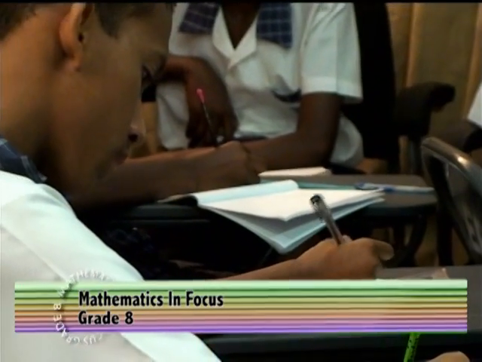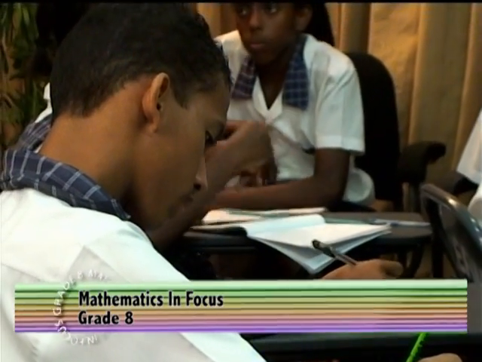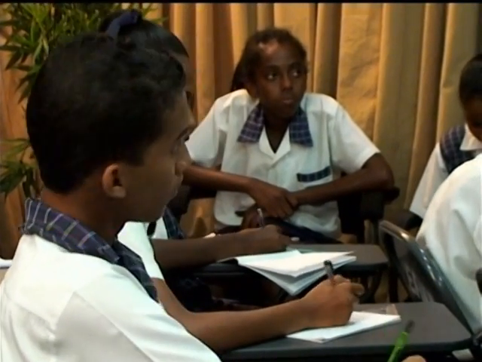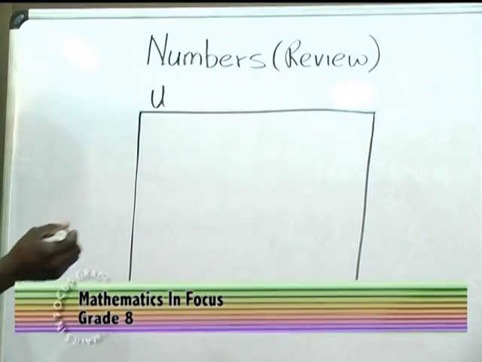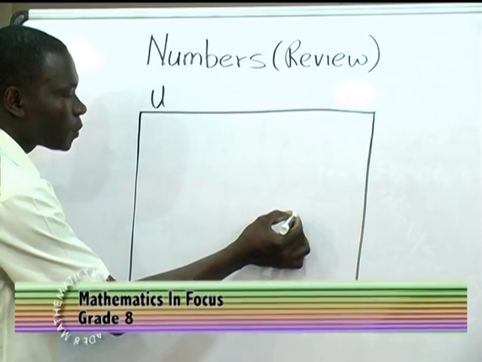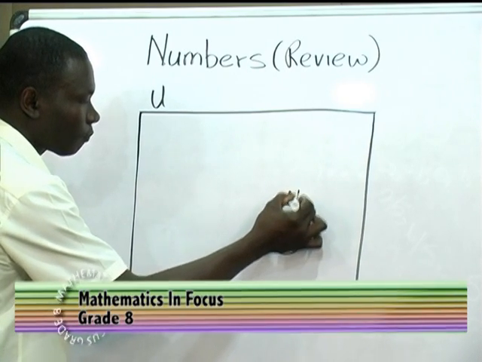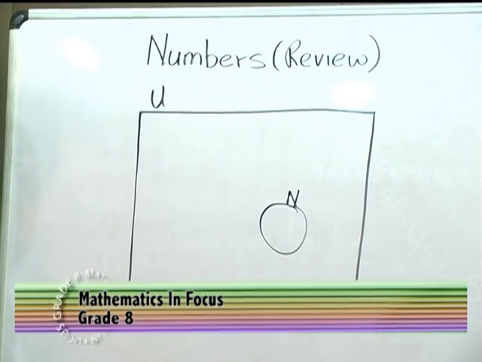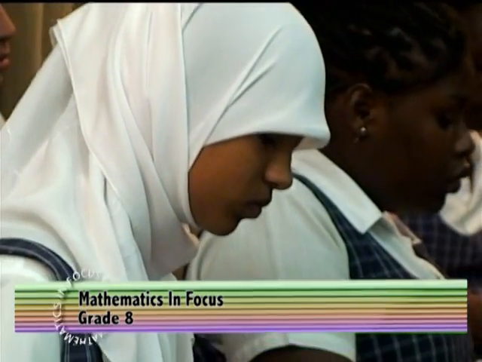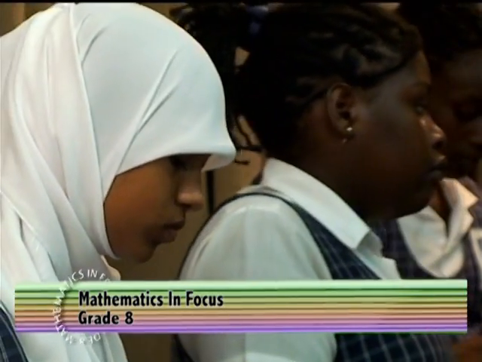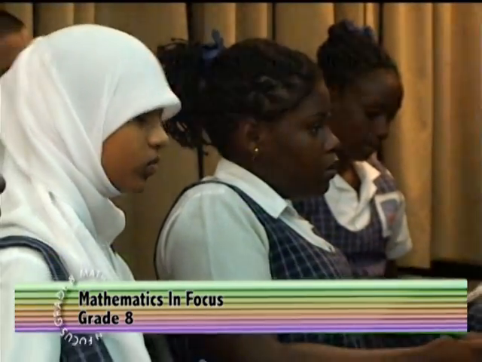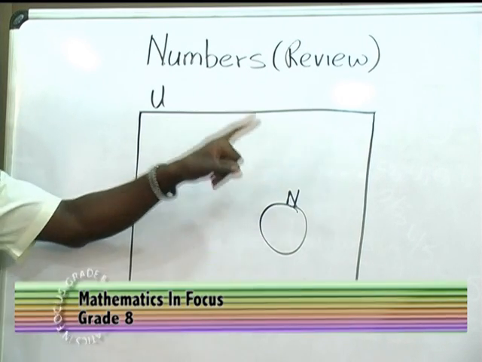So your Venn diagram will show the relationship among the different sets of numbers. Someone is finished? Okay, maybe I might start with, you can help me. I will start with the set of natural numbers. Well, the set of natural numbers is a subset of the set of whole numbers. So it therefore means this loop of natural numbers must be part of a loop of whole numbers.